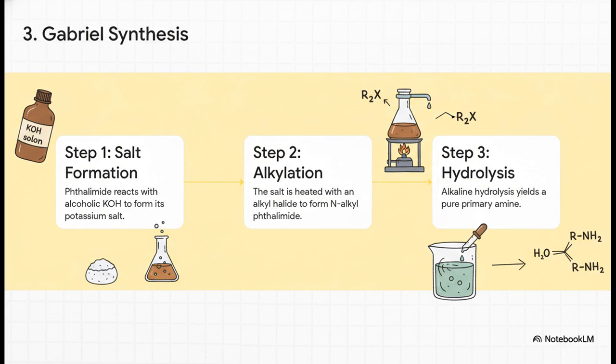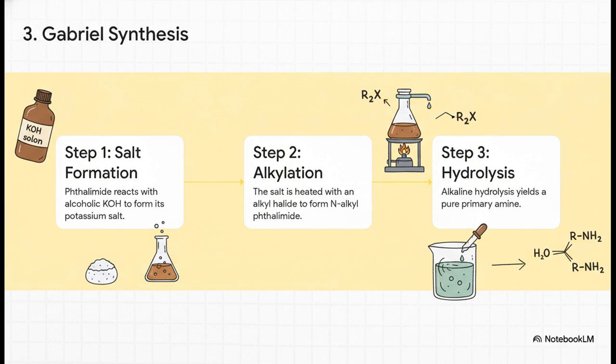Now, I know this one looks a little intimidating with all its steps, but trust me, it's actually brilliant. It's a super clever process that was designed specifically to fix that messy mixture problem we saw with ammonolysis. By using this phthalimide molecule as a sort of protective shield, you can control the reaction perfectly to get only a pure, clean primary amine.